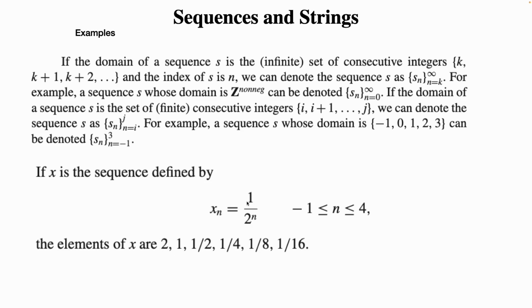When n is 0, you get 1 over 2 to the 0. 2 to the 0 is 1, and 1 over 1 is 1. When n is 1, you get 1 over 2 to the 1, so that's a half. When n is 2, you get 1 over 2 squared, which is 4, so you get 1/4. When n is 3, you get 1 over 2 cubed, which is 8, so 1 over 8. When n is 4, you get 1 over 2 to the 4, which is 1/16.